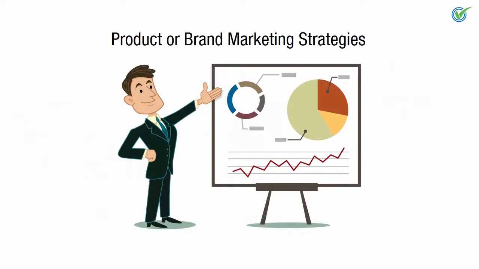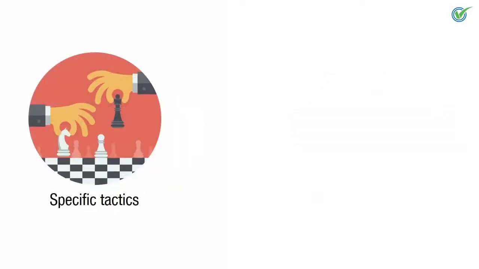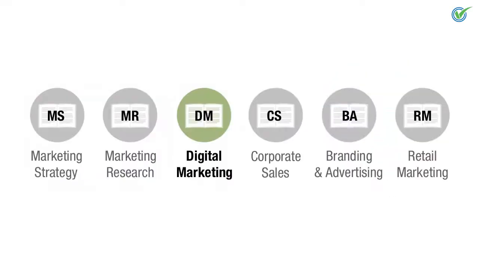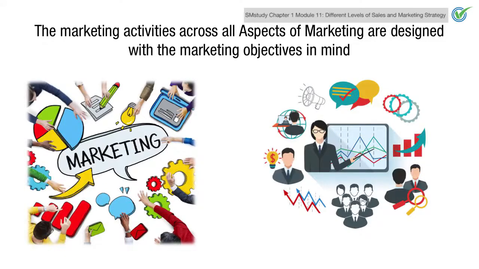defines sales and marketing objectives for each product or brand, which drives specific tactics that align with and often rely on other marketing aspects. Digital marketing is one of the 6 aspects of marketing defined in the SMstudy guide and is the focus of this book. The marketing activities across all aspects of marketing are designed with the marketing objectives in mind.